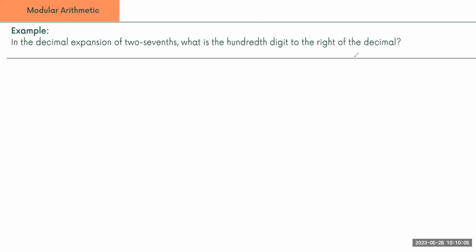In the next example, we have the decimal expansion of 2/7, and we're asked for the 100th digit to the right of the decimal. Can anyone tell me what the rule was for decimal places with sevens? They're the digits 142857, but they start in different places. Yes, 142857, so 0 point this repeating.